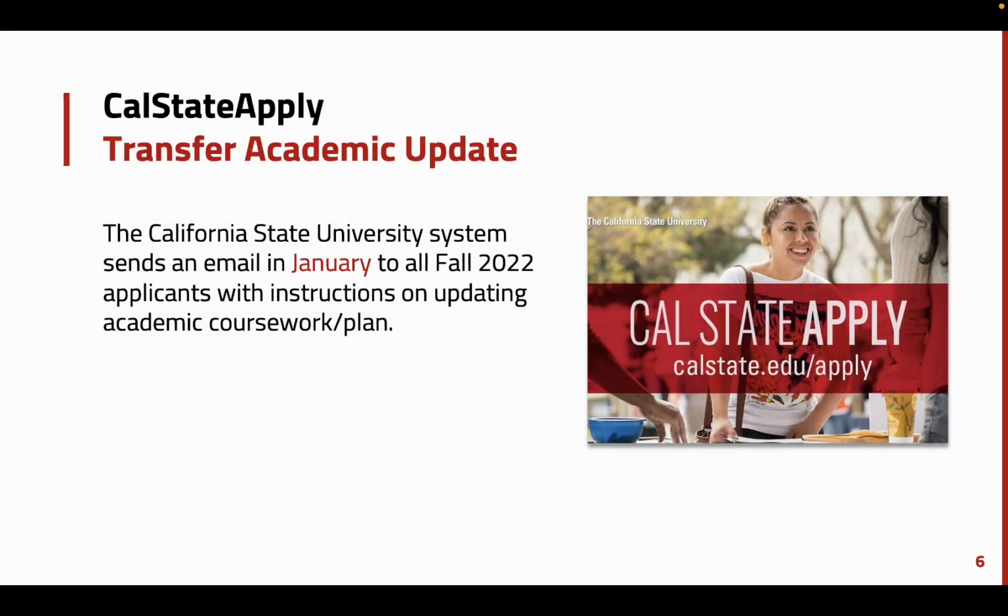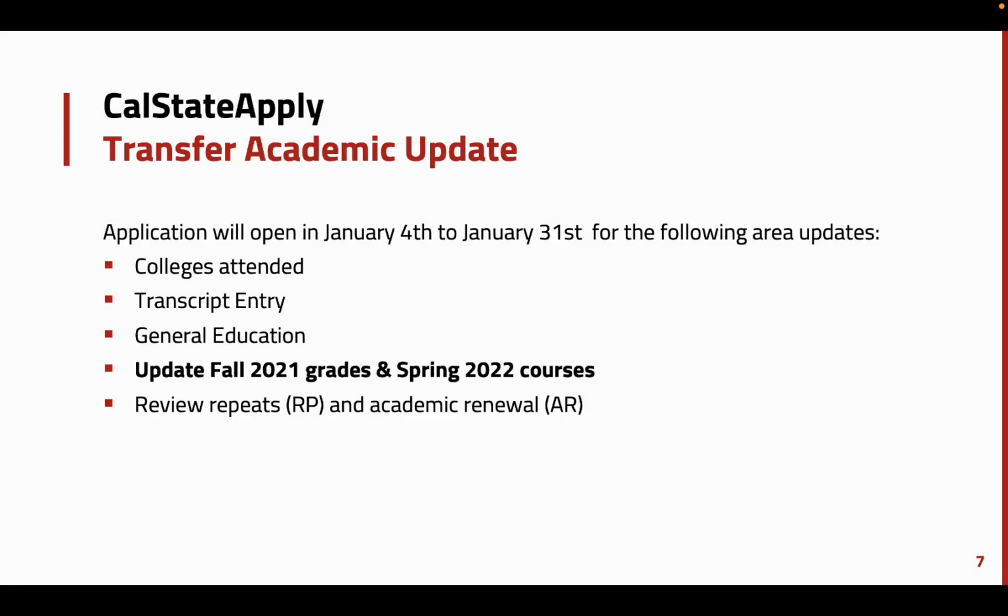As I mentioned in the dates and deadlines, you will be completing a transfer academic update. So the Cal State system sends an email in January to all applicants for fall 2022, and it will include instructions on how to update your academic coursework and plan. And basically, you're going into the Cal State Apply and doing some updates.